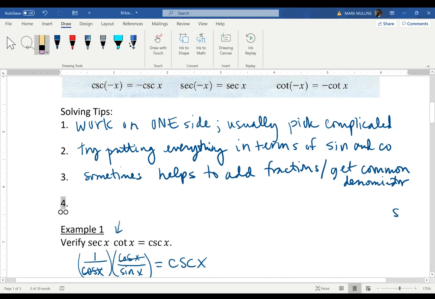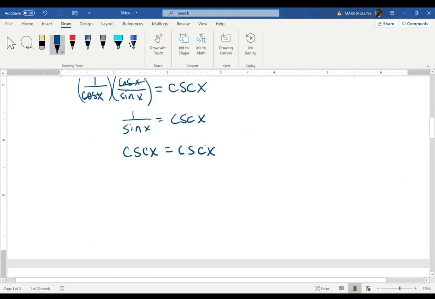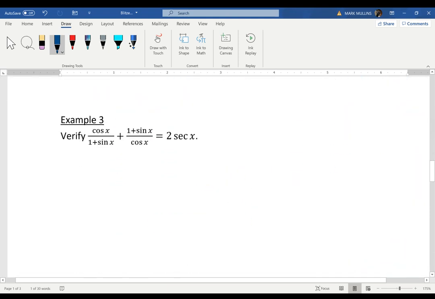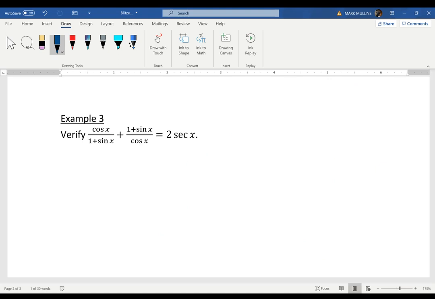All right, and I want to quickly, I don't know why there's that S over there. It must be left over from something I was doing earlier. So we'll scroll back to example 3. So in example 3, I want to get a common denominator. That means the first fraction needs to be multiplied by cosine x on the top and bottom. Okay, and the second one would need to be multiplied by 1 plus sine x on the top and bottom.